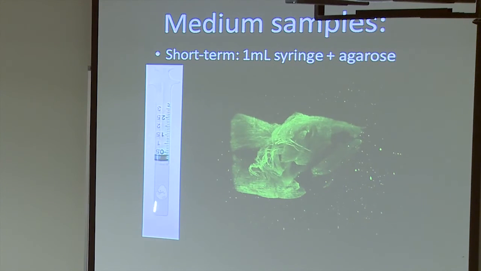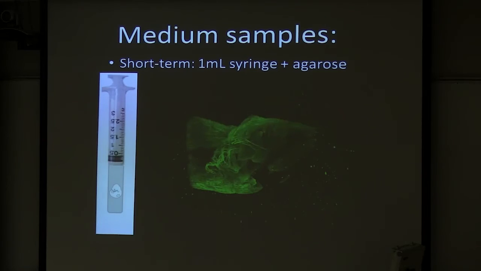And then again, you just fill it with low melt point agarose, drop in your sample. So here we've got a little mouse embryo. Let it harden, push it back out in the microscope, and go ahead and image.